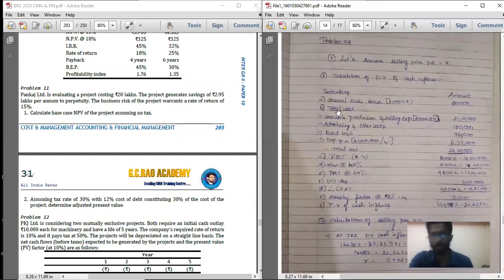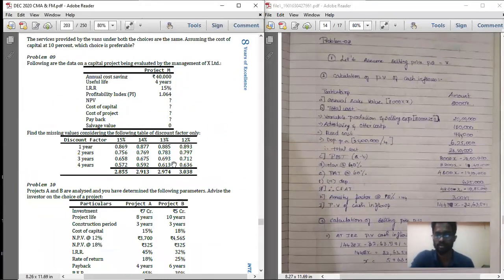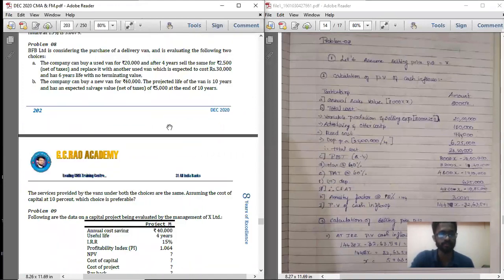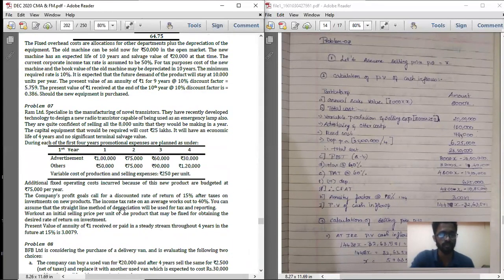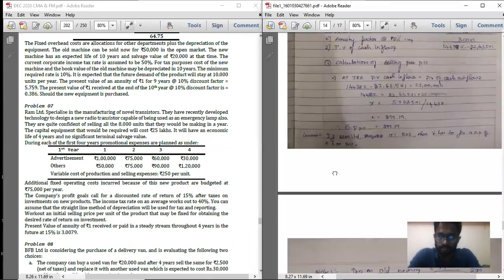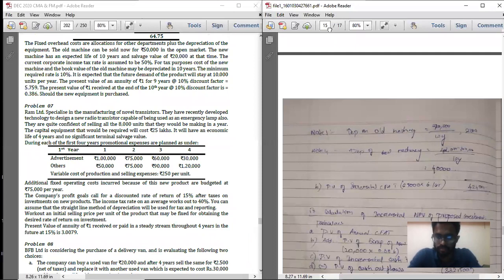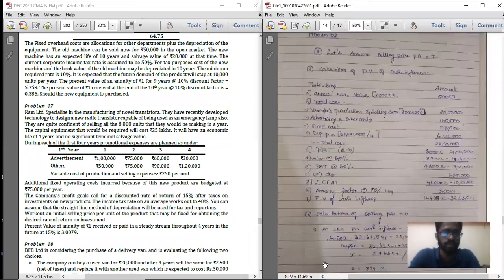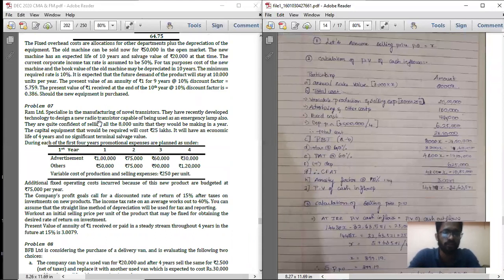So moving on to problem number 7. Okay, we'll just finish off this problem number 7 now. So R Limited, once again. First we'll read the question. R Limited specializes in the manufacturing of novel transistors. They have recently developed technology to design a new radio transistor capable of being used as an emergency lamp also.